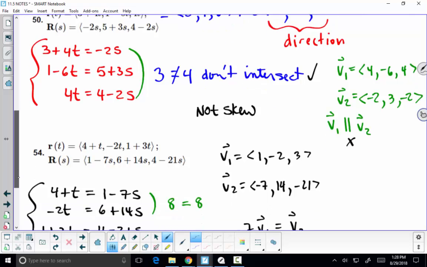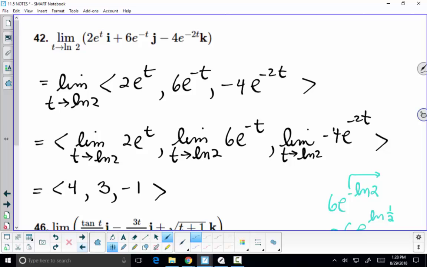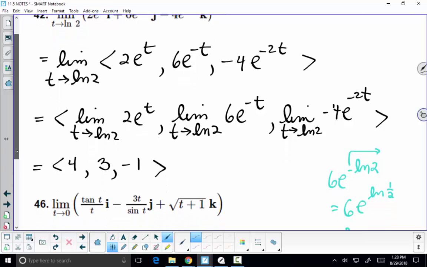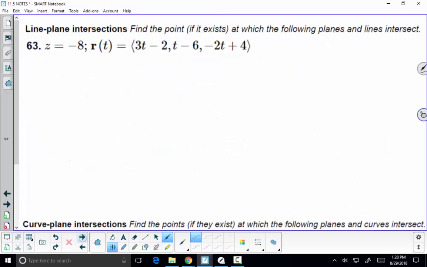Is there a way that you wouldn't get two numbers equaling each other when you set up the system? Like in both of the examples, you got a number equals a number. So if there was truly an intersection, you would not get a number equals a number. There's one that we did last class where we ended up with a t value and an s value, and that generated an ordered triple. What number was that one? Number 48.